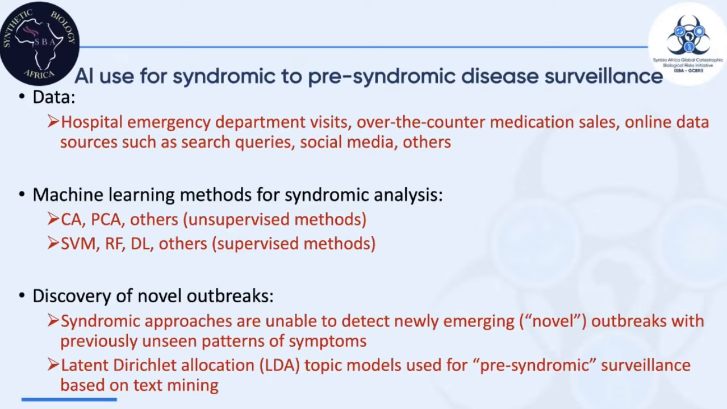You can also use syndromic or presyndromic disease surveillance. For example, when you go to a hospital emergency room, they get information about what you're suffering from. You can also get information from over-the-counter medication, even on how sales of medication are going. You can use all that information, including social media. So that will be your data.